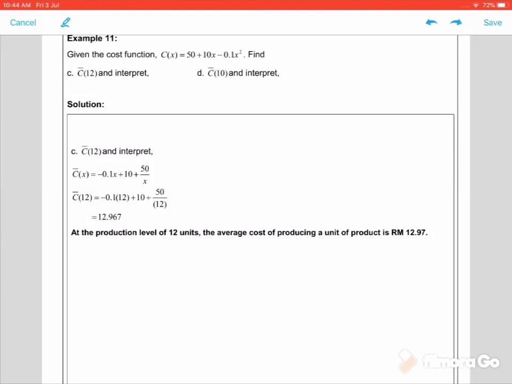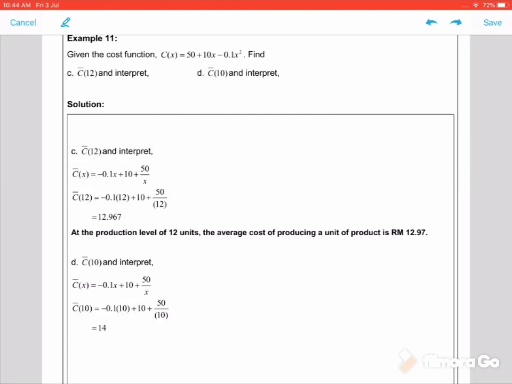The same thing for part D. The question asks us to find the average cost function when x equals 10. So the same thing, we just substitute 10 into our average cost function. We will get negative 0.1 multiplied by 10 plus 50 over 10. We just substitute 10 into our x. After we simplify, we will get 14.